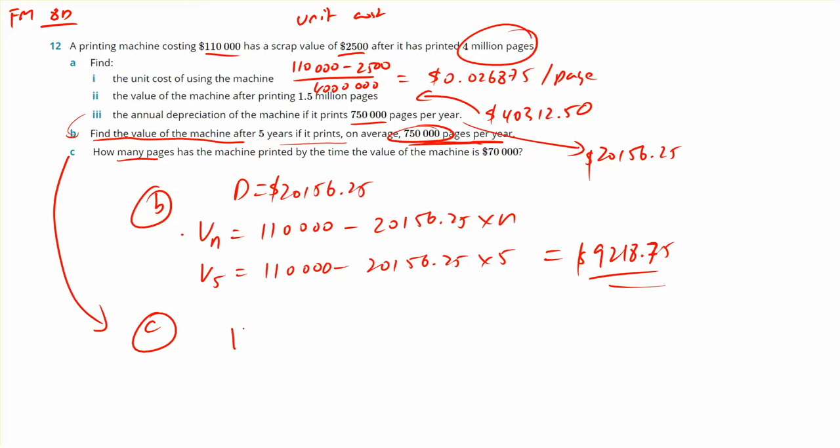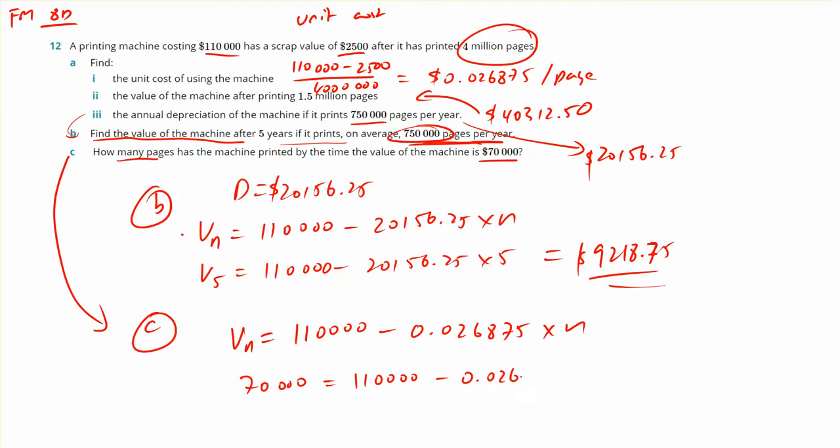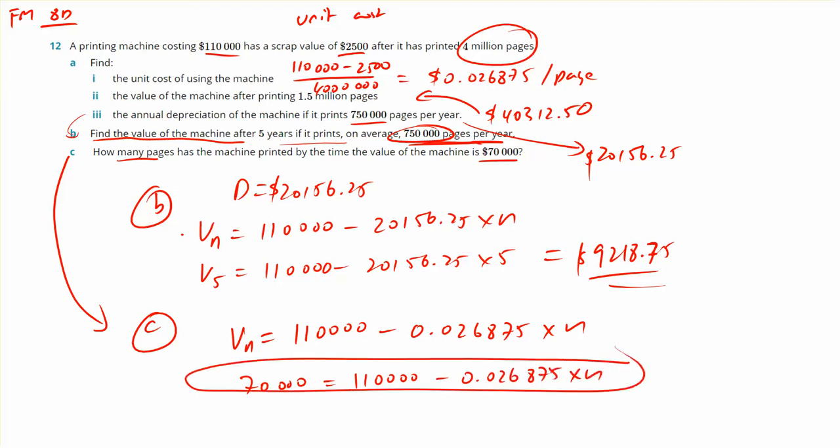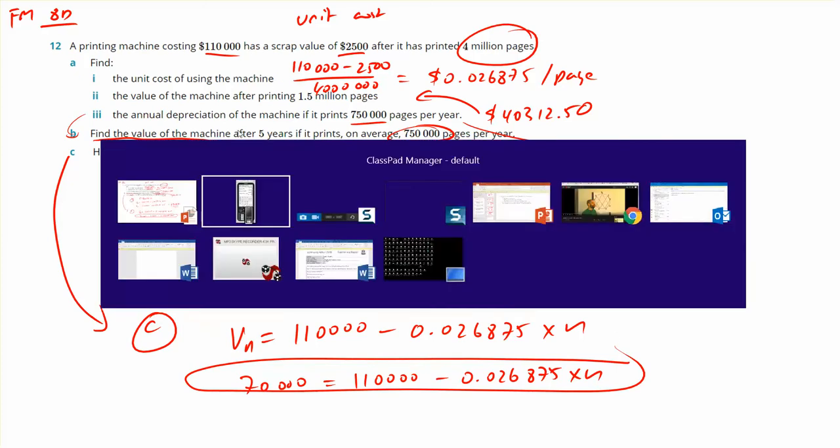We're going by pages. So Vn would be given by 110000 minus, per page, it's actually 0.026875 per page times n. So we're trying to find what n value the value reaches 70,000. So 70,000 equals 110000 minus 0.026875 times n. I'm going to go interactive and solve on the CAS to find it.